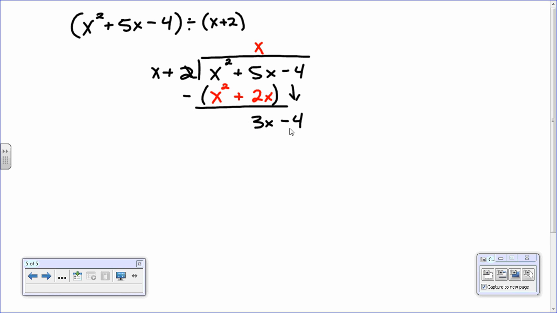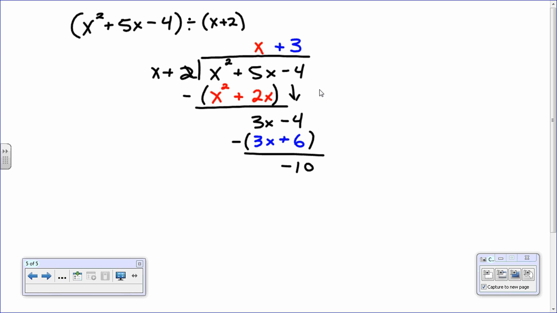X times what is equal to 3x? That would be 3. 3 times x is 3x. 3 times 2 is 6. And now I'm going to subtract, just like I did in the previous example. Negative 4 minus 6 is negative 10. And 3x minus 3x is nothing, so leave that blank.